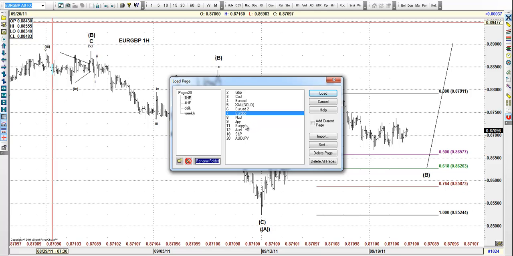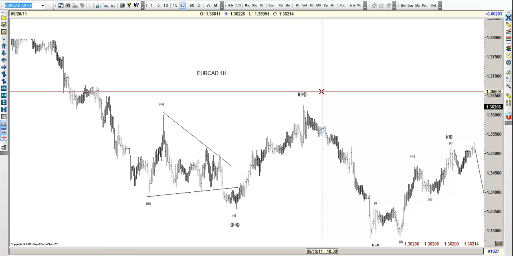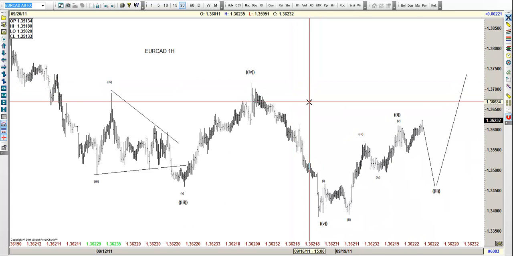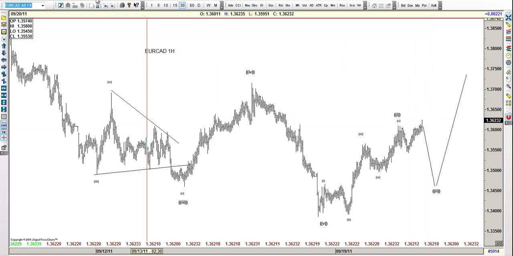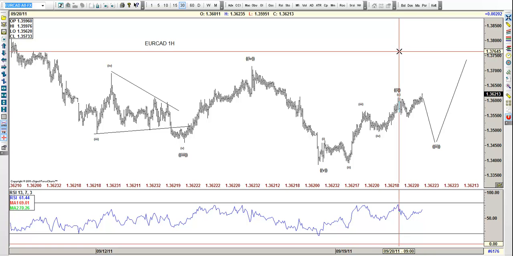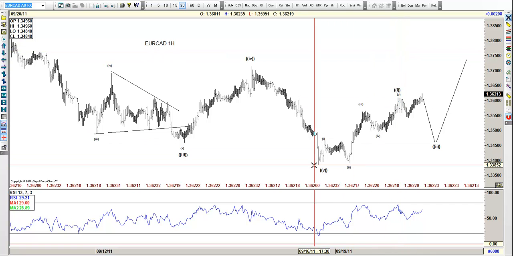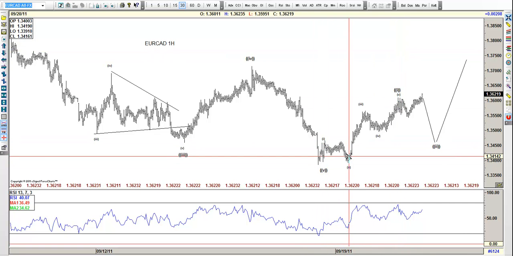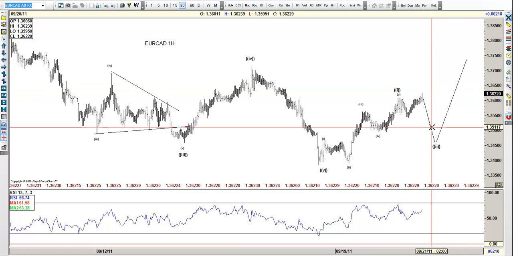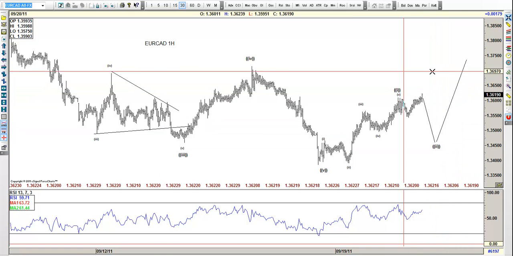Another very interesting pair is the Euro CAD, where what looks to be a 5-wave move is ending pretty close. Let me see the RSI. Look, we're getting divergence on the high. So right here was an ABC, technically. So we're ending wave 5, and we should get lower from there in 3 waves before going higher.